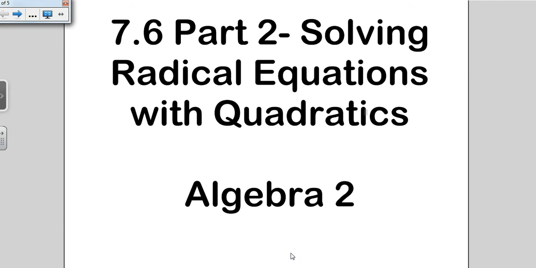Our lesson on 7.6 part 2 is going to continue our discussion on how to solve equations that have square roots in them. Except today, if we were to simply square both sides like we're used to doing, we'd end up with quadratics. Now sometimes algebraic methods are not the quickest way, and I'm going to show you another method for solving these problems rather than algebraically, and that's going to be through graphing.